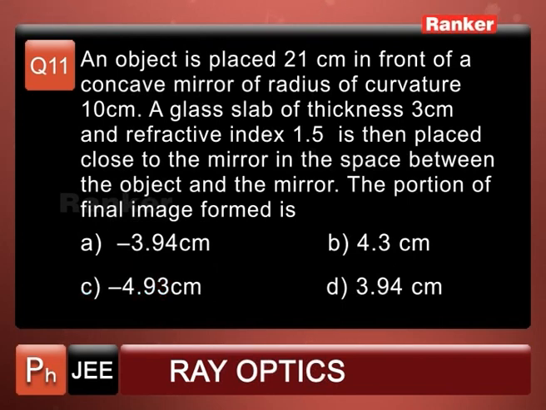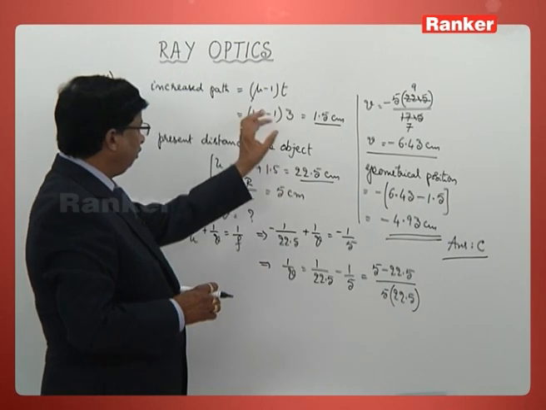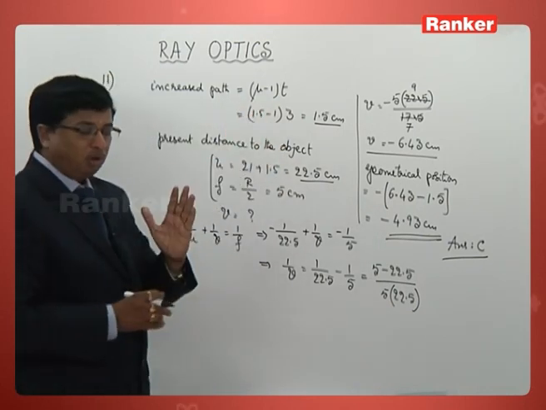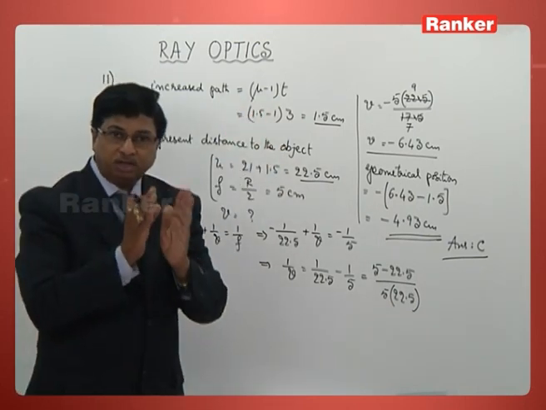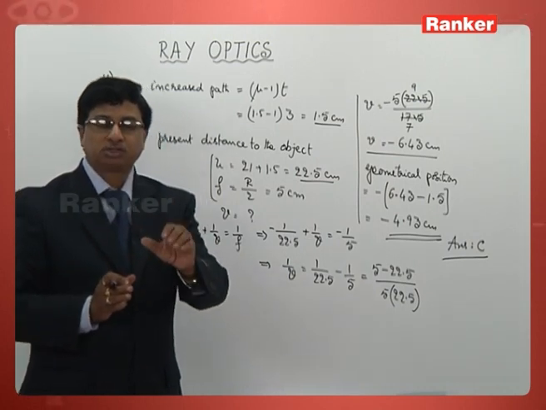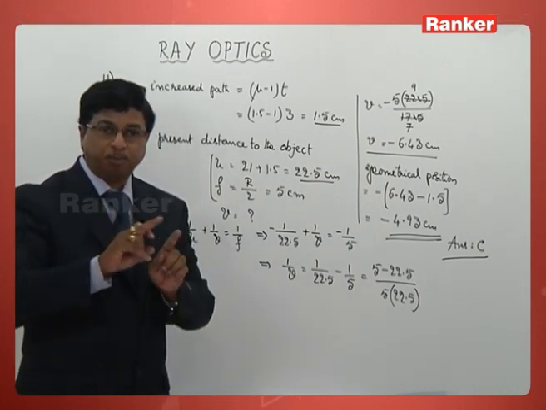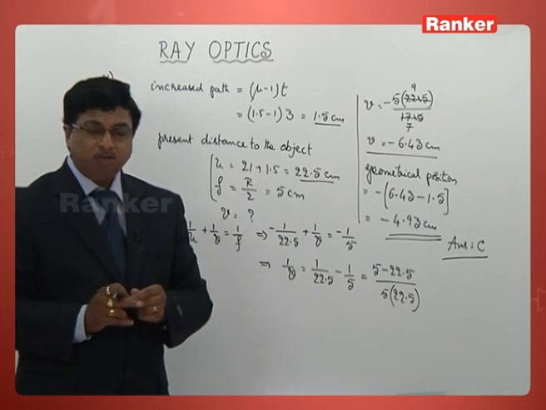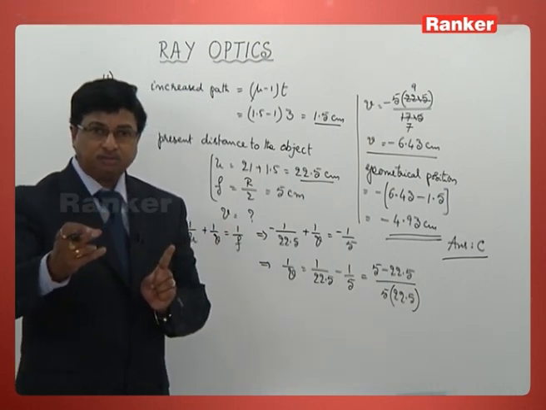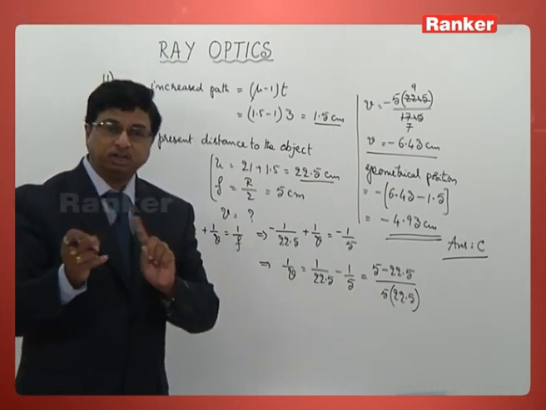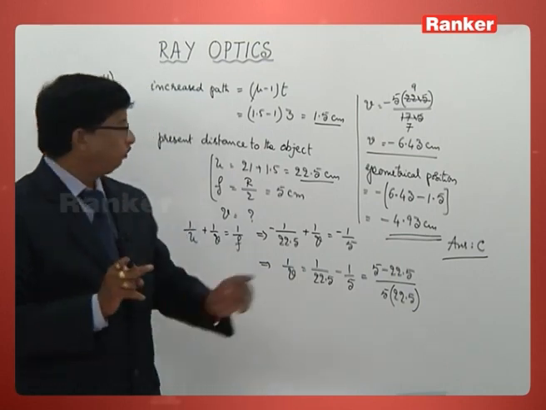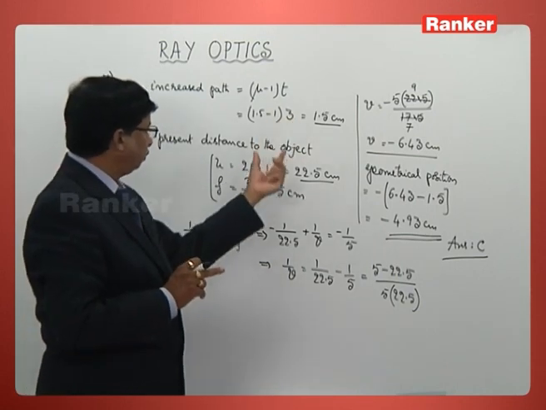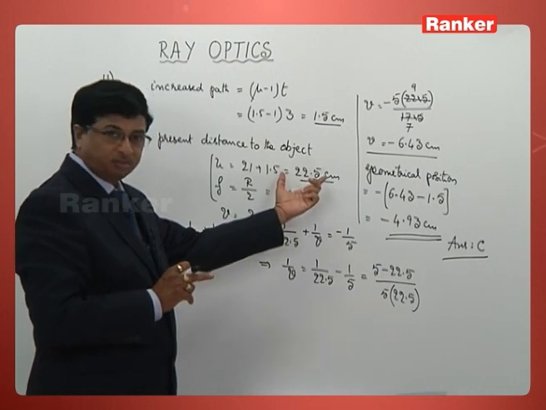Just to look at once again in brief, the moment you are placing a glass slab, first and foremost the object distance, that path, is going to be increased. When the object's path is increased, then image distance will be decreased. That is the concept we need to understand. So add 1.5 to that and decide the object distance.